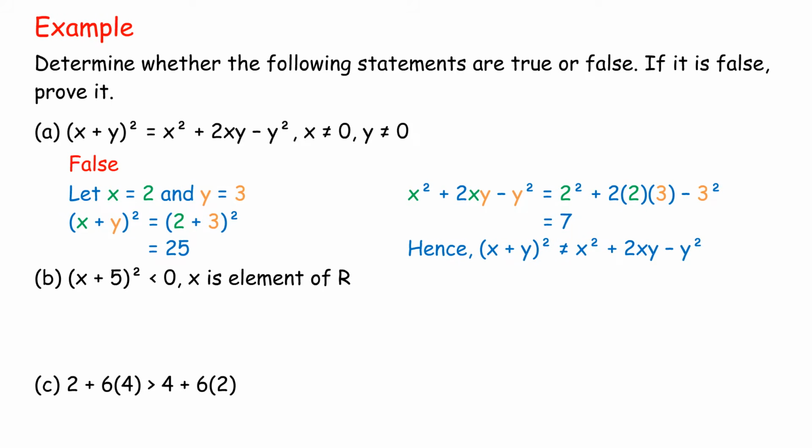B. (x plus 5) squared less than 0, x is an element of real numbers. False. (2 plus 5) squared equals 49, greater than 0. C. 2 plus 6 times 4, greater than 4 plus 6 times 2. True.